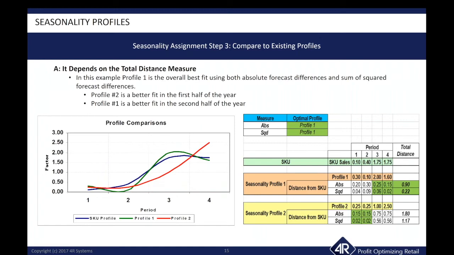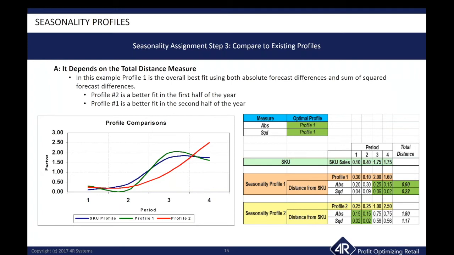In this example, profile 1, represented in green, is the overall best fit using both the absolute forecast difference and the sum of the squared forecast difference. Profile 2 is a better fit for the first half of the year, and profile 1 is a better fit for the second half of the year. So let's examine why this is.